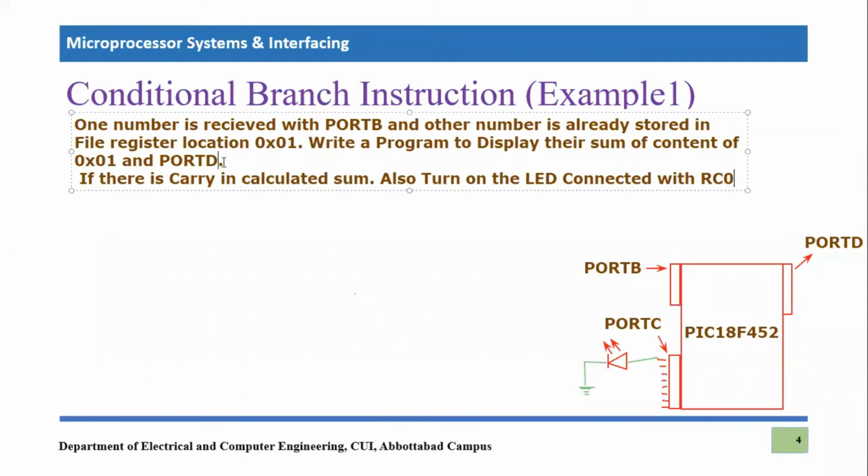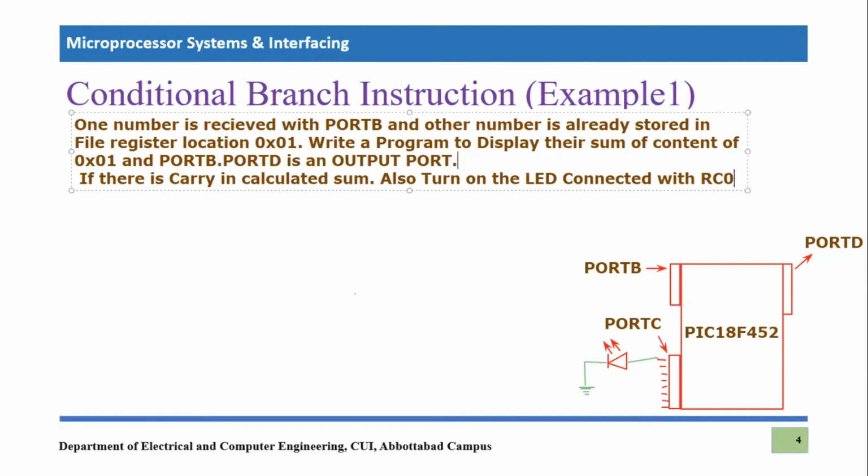So what we have to do is write a program to display the sum of the content of 01 hex and port B, right? And we have to display the result at the output port, which is port D. So port D will serve as the output port. This is not mentioned here, so let's mention it here: port D is an output port.